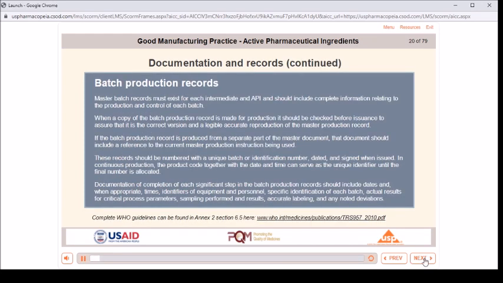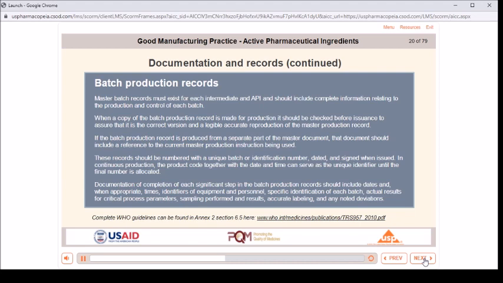Documentation and records, continued. Batch production records. Master batch records must exist for each intermediate and API and should include complete information relating to the production and control of each batch. When a copy of the batch production record is made for production, it should be checked before issuance to assure that it is the correct version and a legible, accurate reproduction of the master production record. If the batch production record is produced from a separate part of the master document, that document should include a reference to the current master production instruction being used.